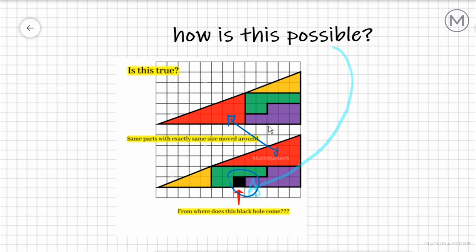two yellow triangles are again equal, and the area of these green shapes are equal, and also the purple ones, their area is also similar. So when we change the places of them, how can we have an added space? We want to know why it is. So let's get started.